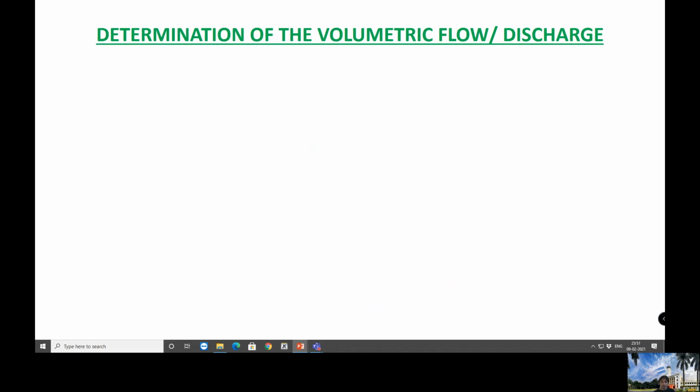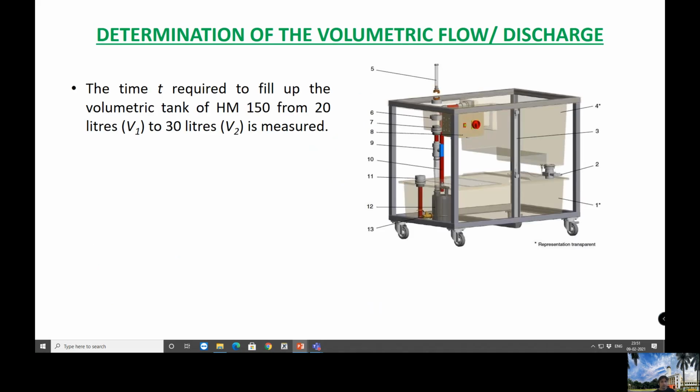Now, determination of the volume flow or discharge. Measure the time T required to fill up the volumetric tank of HM150 from 20 liters to 30 liters, for example, or you can also measure from 0 to 10 or 0 to 5. You record the volume, and using the stopwatch, you measure the time. Volume divided by time will give you the discharge Q through this hydraulic bench. Q will be recorded. See, this is the volumetric tank.